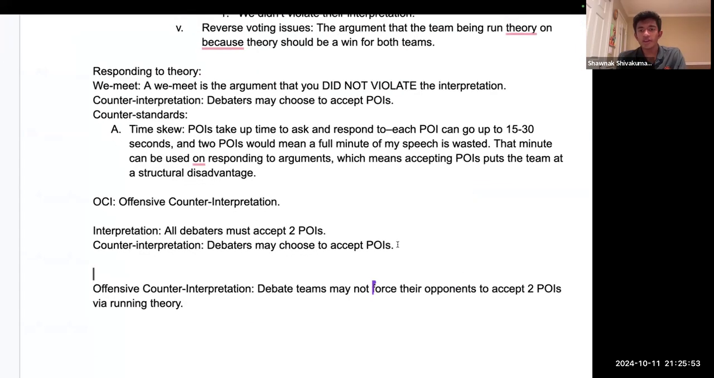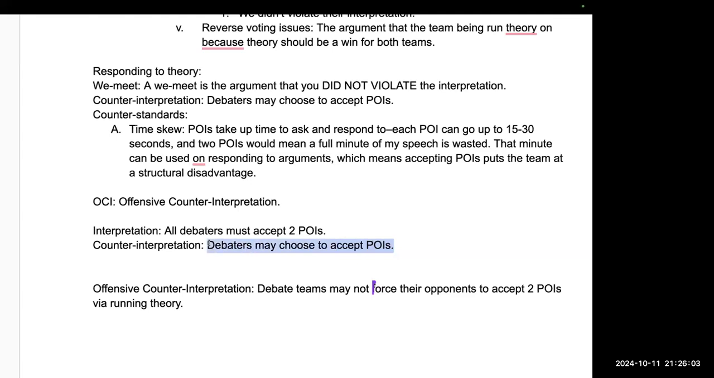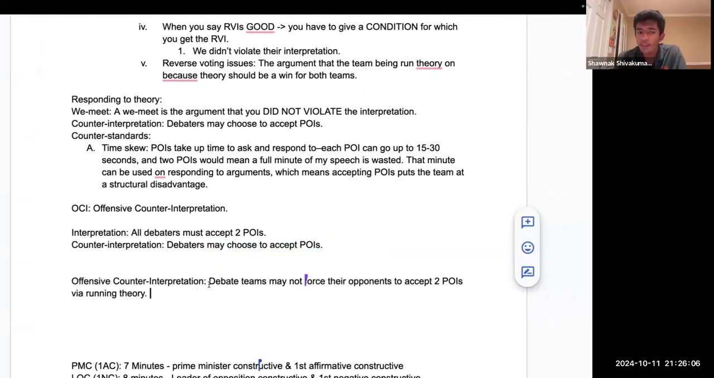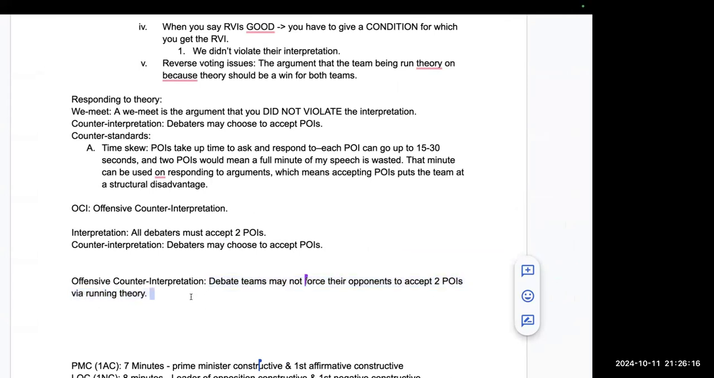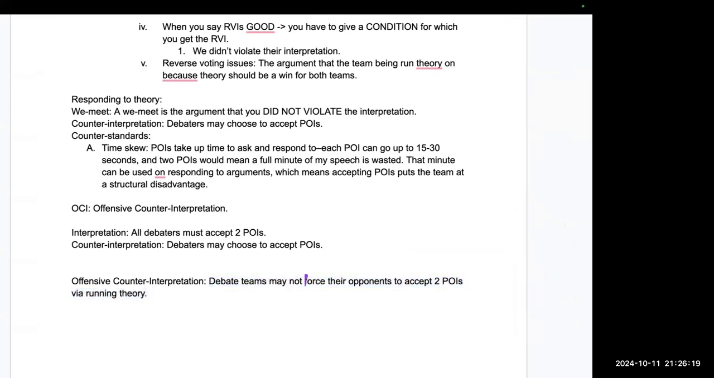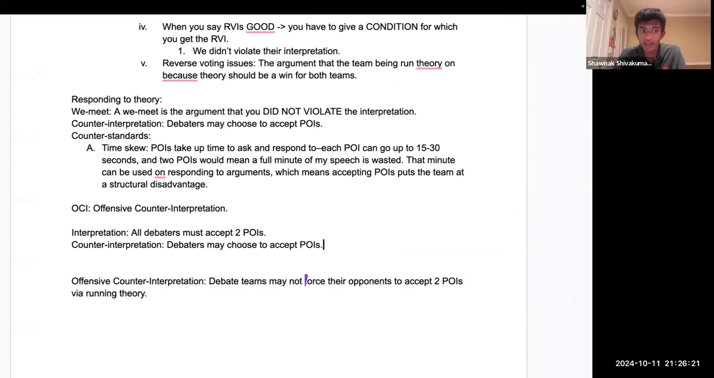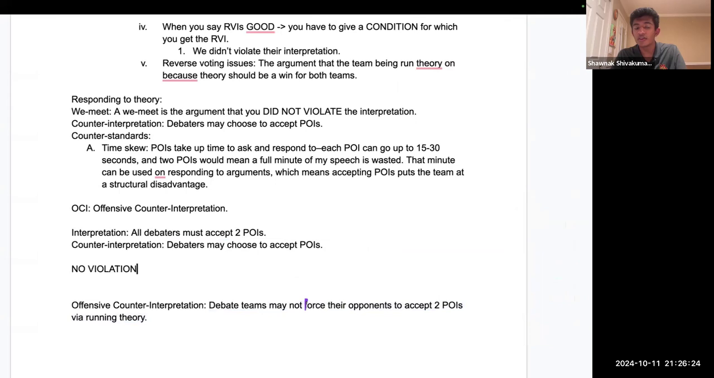So what happens if, let's say, there's no RVIs? No RVIs, okay? So you don't win by just proving you're innocent. What happens if you win this? Nothing, basically. What happens if you win that? The opponent gets dropped because they forced their opponent to. Exactly right, there is no violation here. However, yes, violation here.